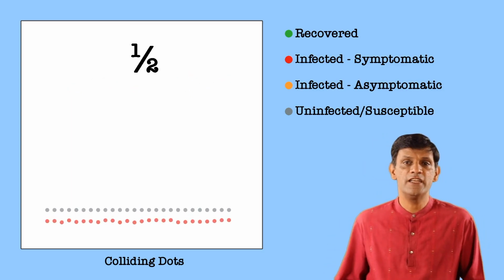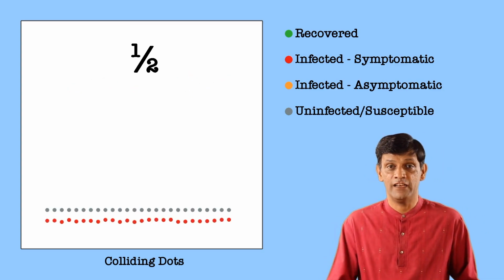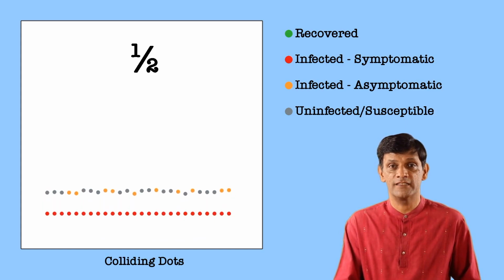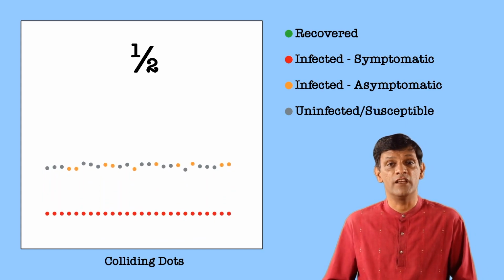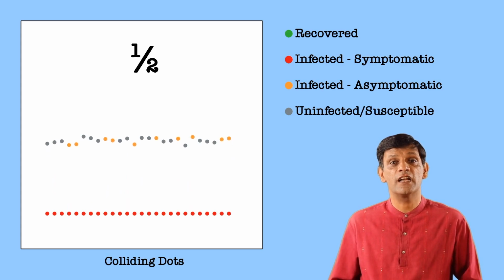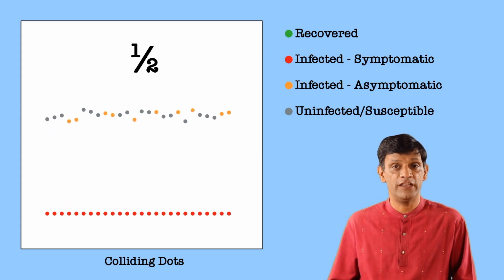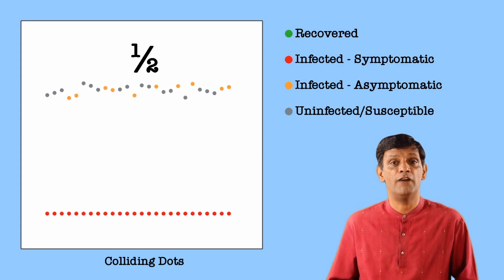Recall that the red dots are also people who are infected by the coronavirus. When they collide with the gray dots, we will change the color of the gray dots to orange with probability 1/2 also.